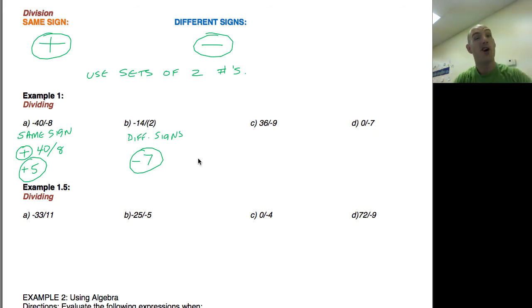And so in this one, don't be confused because there's a negative sign in the second number. It's still just a set of 2 numbers with different signs. So I'm going to have a negative answer, and 36 divided by 9 is 4. Last one on this row. 0 divided by negative 7.